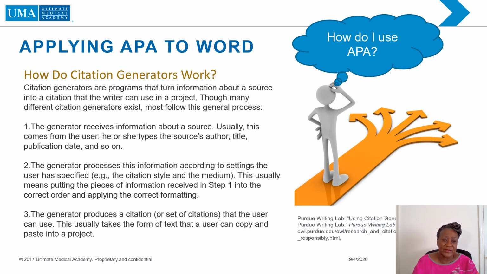Secondly, the generator would process this information according to the settings that you, the user, have specified. Remember those citation styles? So if you're using a website, then you will use a website so that you can apply the citation style that we spoke about earlier. This usually means putting the information that you've received in step 1 into the correct order and applying the correct formatting.